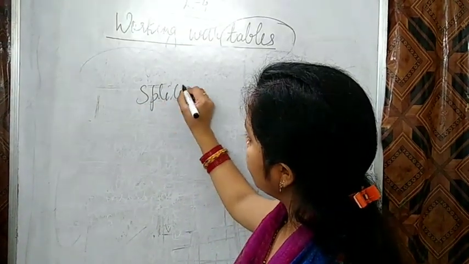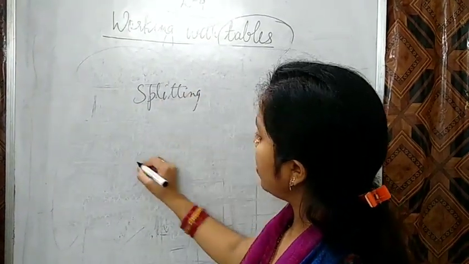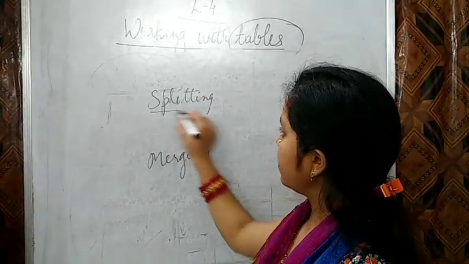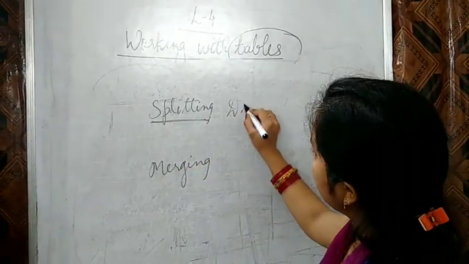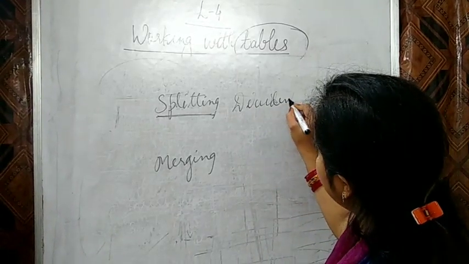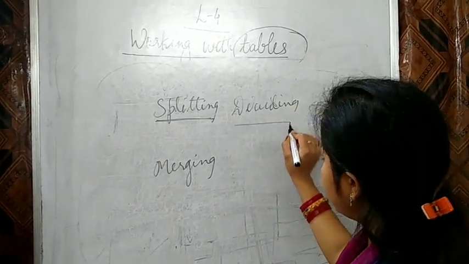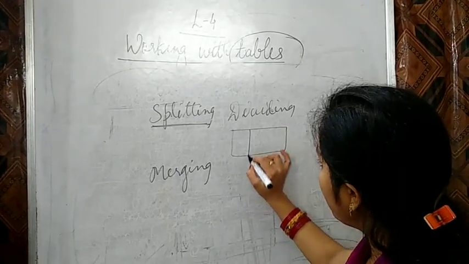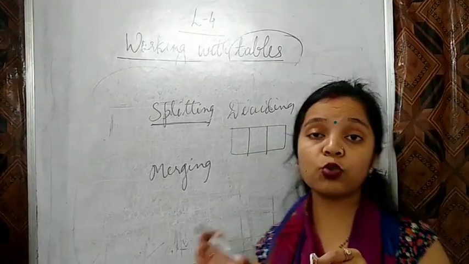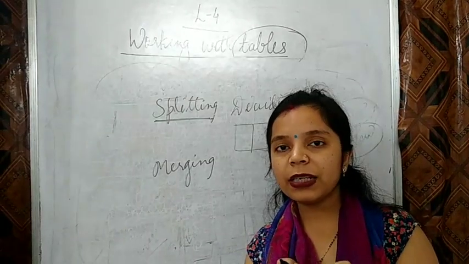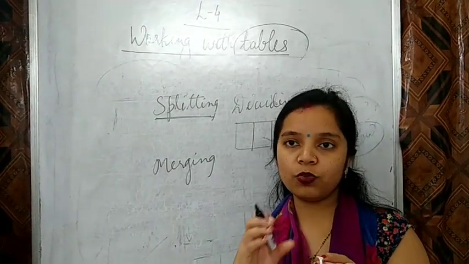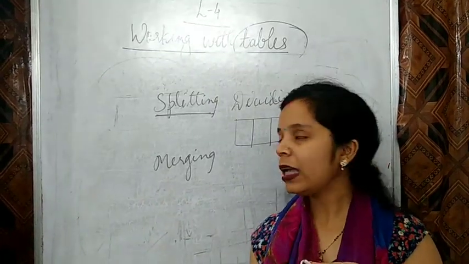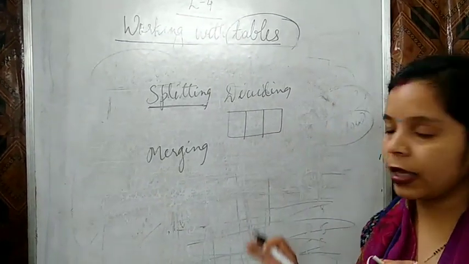Now this I am going to tell you, one is splitting and one is merging. Now what is splitting? Splitting means dividing. Dividing means if a single cell is there, you can divide this single cell into 2-3 cells. That is known as splitting. Splitting means dividing a single cell into 1, 2, 3, or as many cells as you want.